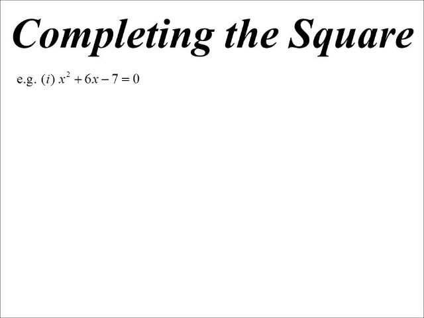Oh, factorised? No, don't know how to do that. So we're going to use the technique of completing the square. The same steps are involved every single time. The first step is to move the constant. So I've moved 7 over to the other side. So the first step, move the constant.